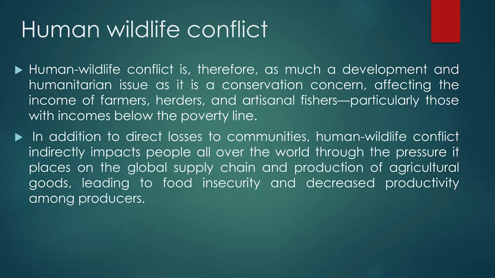In addition to direct loss to communities, human-wildlife conflict indirectly impacts people all over the world through the pressure it places on the global supply chain and production of agricultural goods. Next is HWC, consumption of crops by wild herbivores. This human-wildlife conflict includes consumption of crops by wild herbivores, killing of livestock by wild predators, damage to infrastructure and equipment, houses and water shortage, and can involve human injury and death.